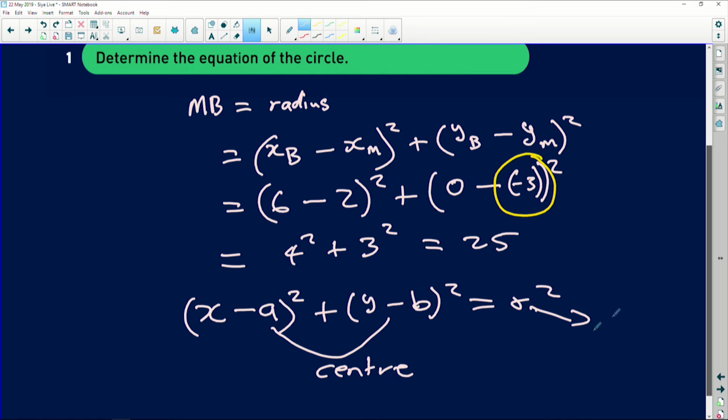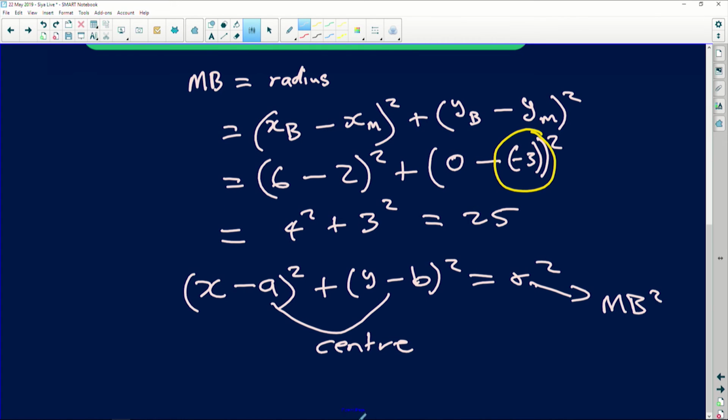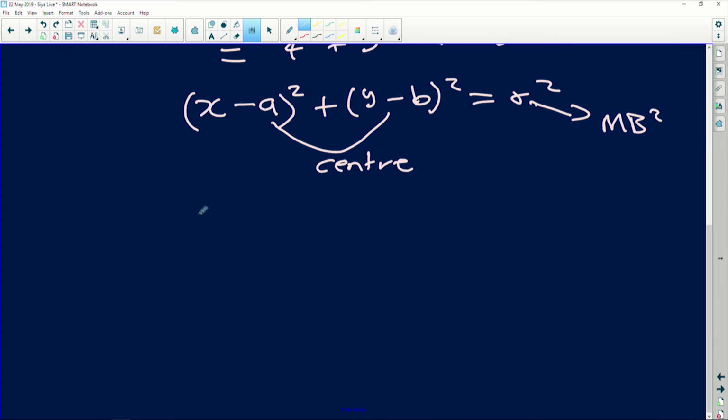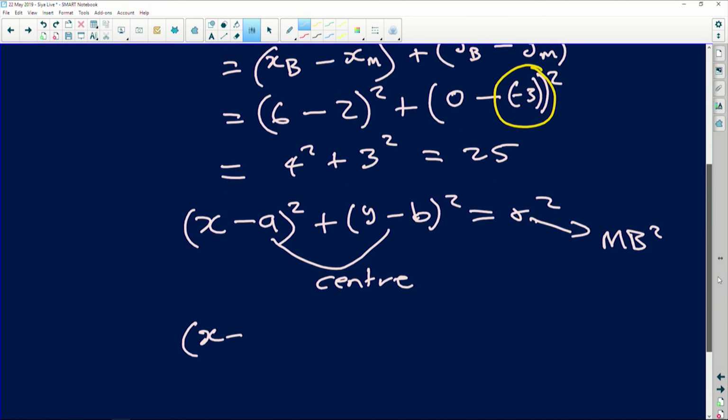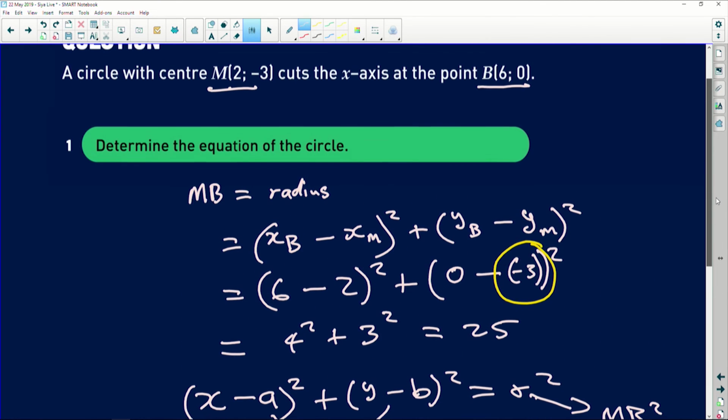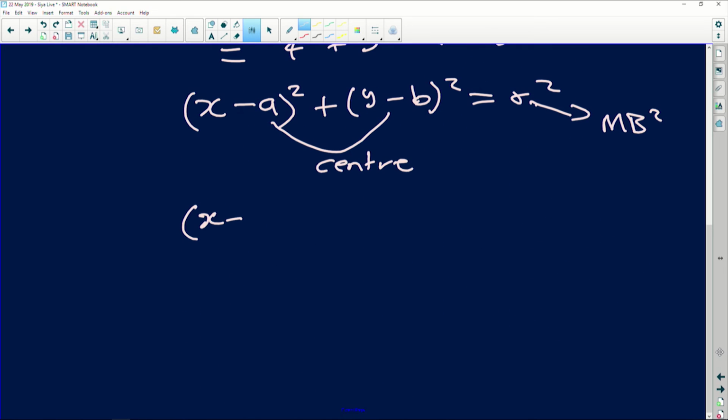Now given that this is the radius, we just spoke about it, it's the length MB squared. Now let's substitute what exactly we have. This will then be x minus the center we are given as 2 and minus 3. So this is (x − 2) all squared plus (y + 3) all squared is equal to MB squared. We just found it to be equal to 25.